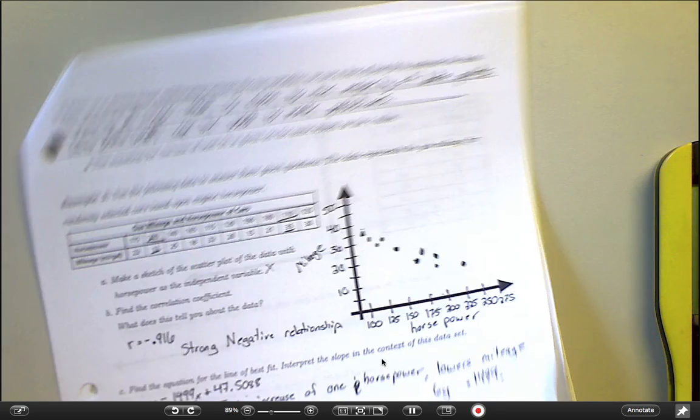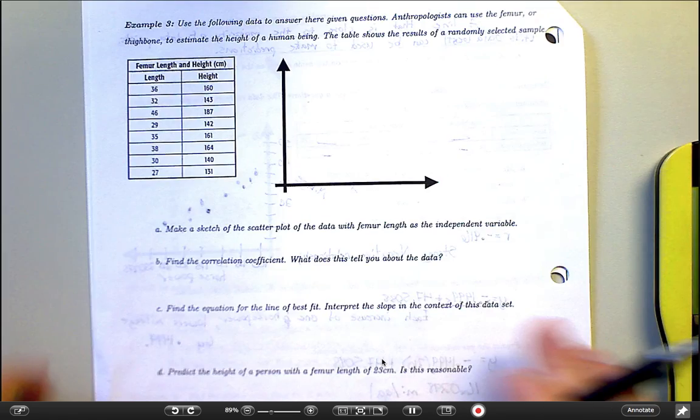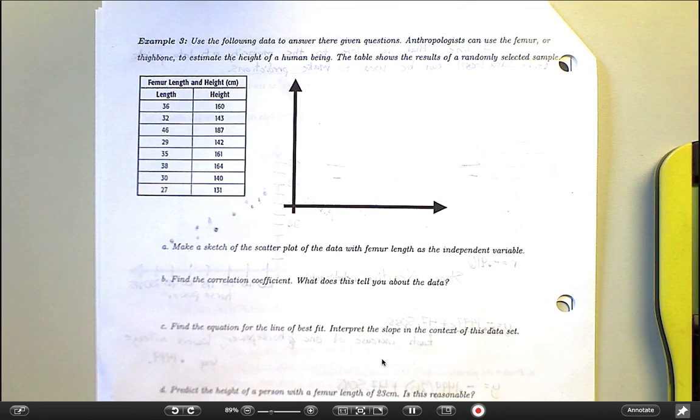Okay, so let's go ahead and flip over. We have one more example here. This example is very similar. I'm just using a different set of data. So one of the big things with linear regression is there's a lot of real world scenarios that we can do that actually use this. And so one of those people are what we call anthropologists.